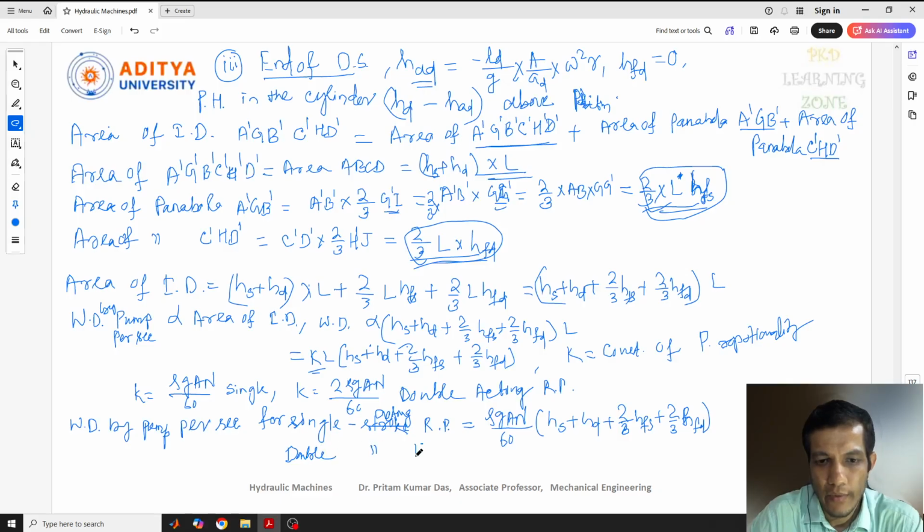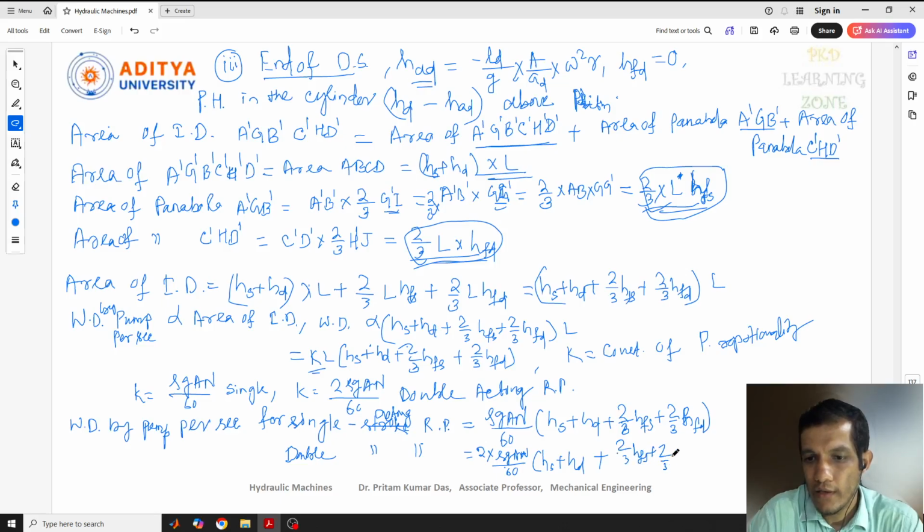For the double acting reciprocating pump, just 2 will be multiplied along with all these things. So this is the value we need to identify: 2 rho GAN divided by 60, times HS plus HD plus 2 by 3 HFS plus 2 by 3 HFD. So this is all about the equations for the work done by the pump per second for the single acting reciprocating pump and for the double acting reciprocating pump.